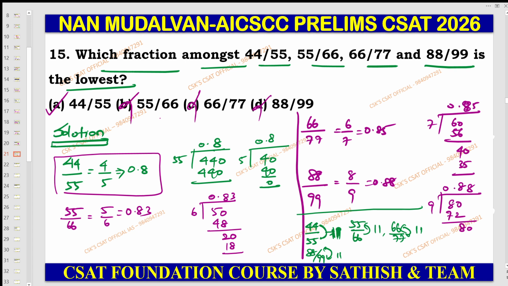This is the alternate method. See the striking thing, this kind of shortcut may come in the examination; if it does not come, you have to go with method 1 only. Understood? So the alternate method: in all the cases it gives you a difference of 11. In this situation, the fraction with the lowest denominator is the lowest. Understood?